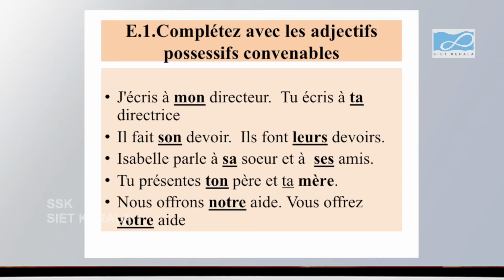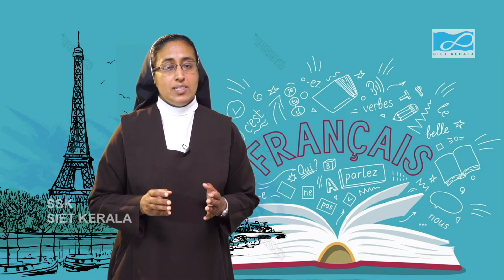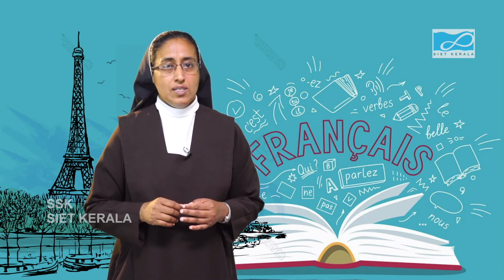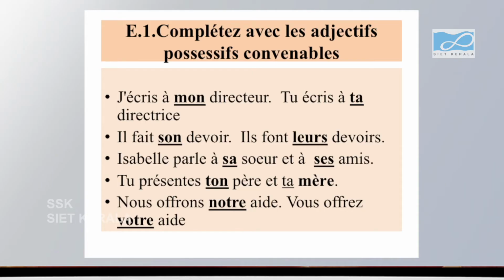Isabelle parle à sa sœur. Sœur is feminine singular, so you get SA. Okay? Et à ses amis. Isabelle speaks to her sister and to her friends. Now SA remains the same because the word sœur begins with a consonant and not a vowel. Tu présentes ton père et ta mère. You introduce your father and your mother. Nous offrons notre aide. We offer our help. Vous offrez. So corresponding to vous, you get votre. So vous offrez votre aide.